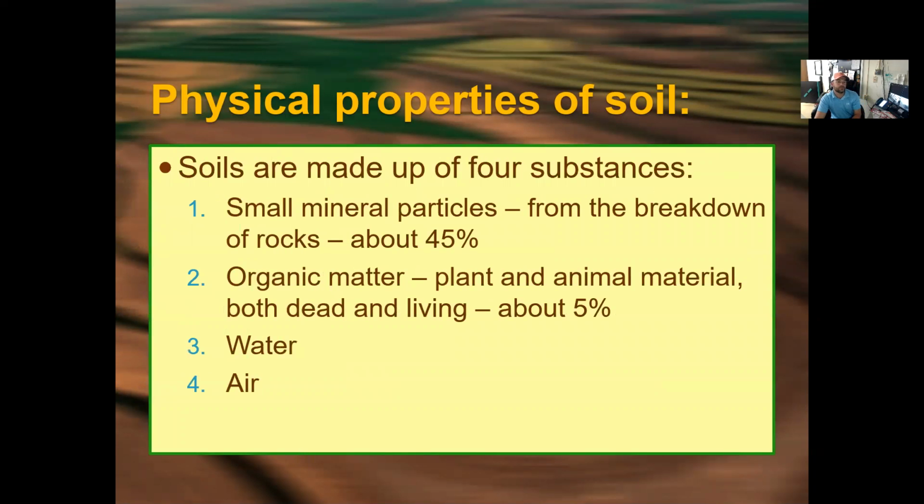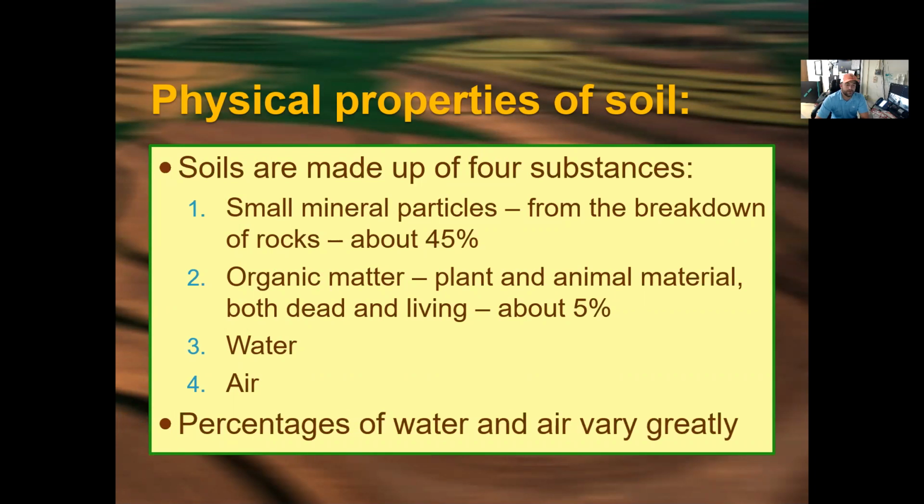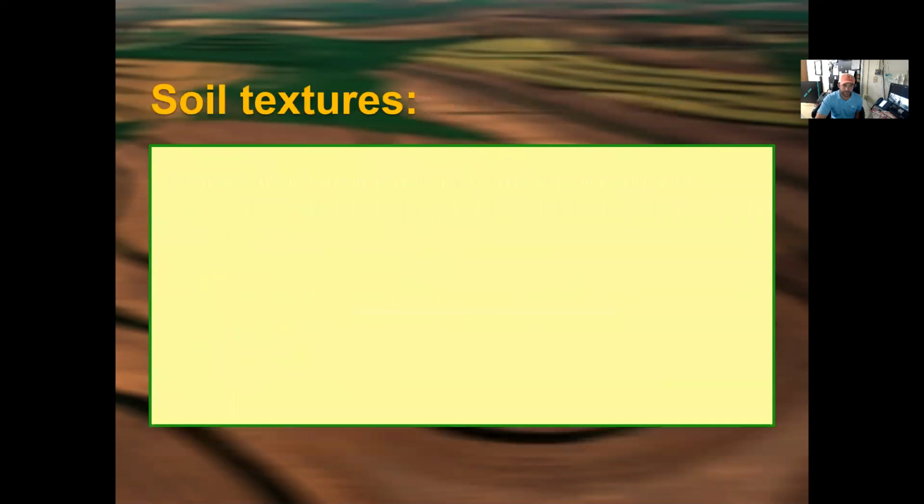So getting into this, soils are made up of 4 substances. We have small mineral particles from the breakdown of rocks. It's about 45%. Organic matter, which can be plant and animal material, both dead and living, is about 5% of it. And then air and water. The percentages of water and air vary greatly, also depending on the soil, how much flow through capacity there is, and what is seeping underneath.